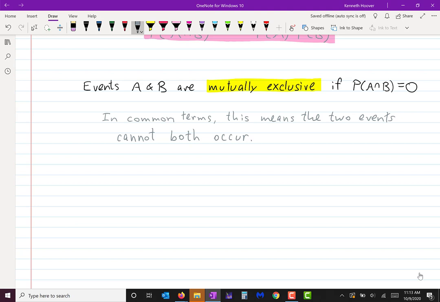Like if you're rolling a die, the event of an even number and the event of an odd number are mutually exclusive because they can't both happen. You can't roll a number that's both even and odd. Okay?